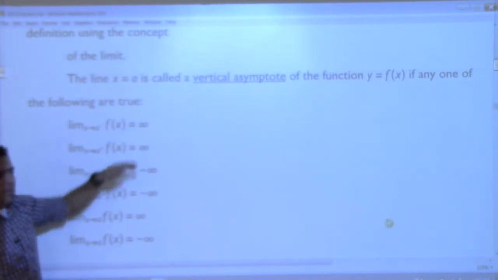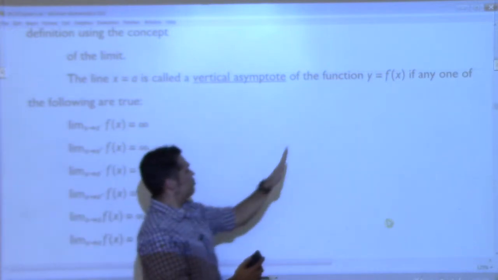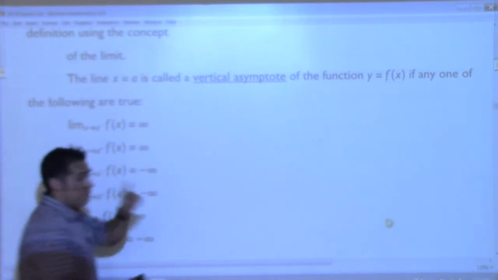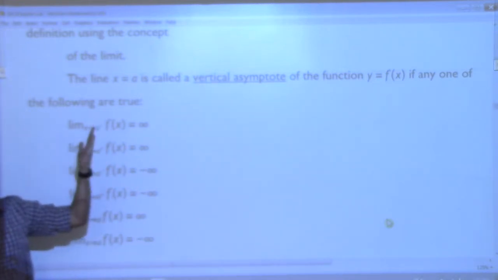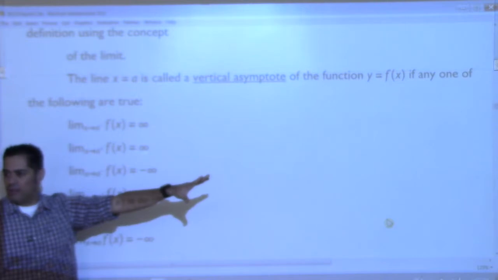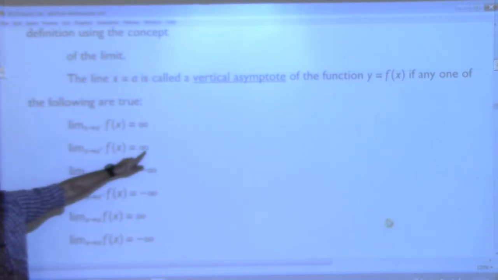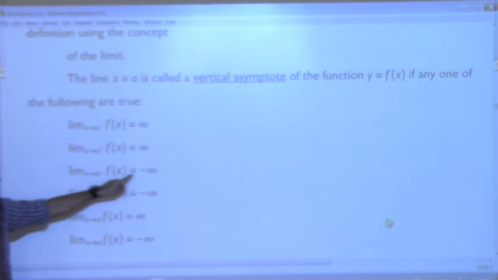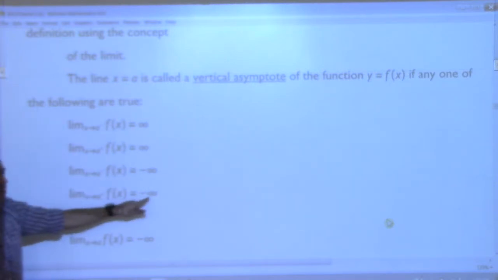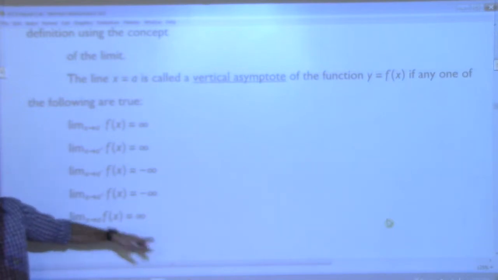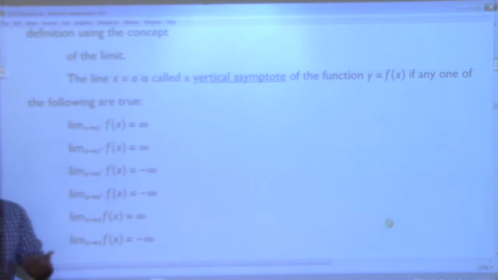vertical asymptote there. So if you're coming into your function and it starts doing this, then we call that vertical line a vertical asymptote. If that happens on just one side, then we call it a vertical asymptote. Who cares what's happening on the other side? Or this could happen. We come in from the right and it goes to infinity. Or if we come in from the left and it goes to negative infinity. Or from the right it goes to negative infinity. Or from both sides it goes to infinity. Or from both sides it goes to negative infinity. All of these cases would qualify as a vertical asymptote. Any one of these things happening and we would call it a vertical asymptote.